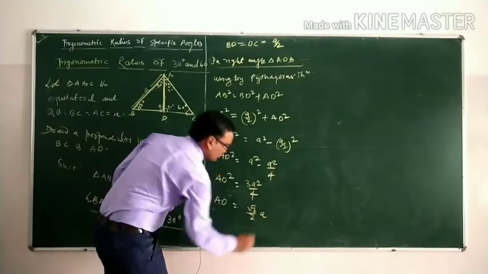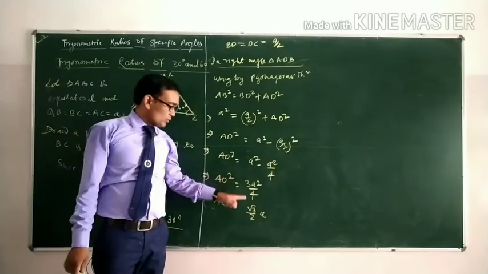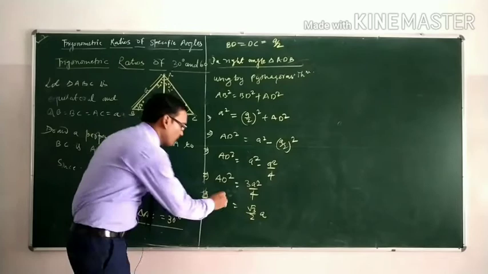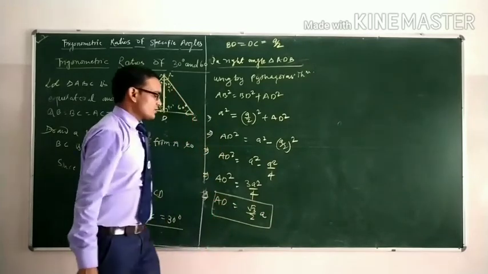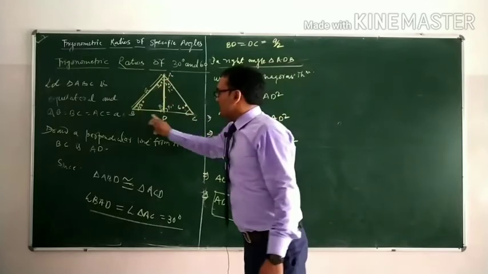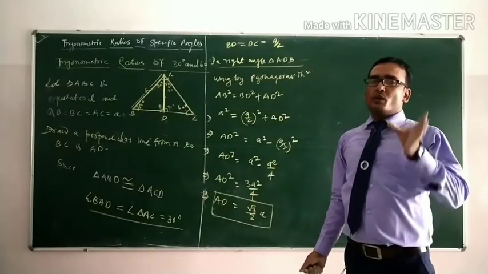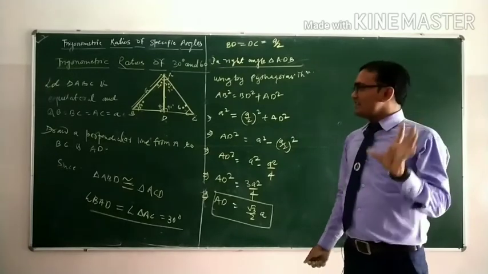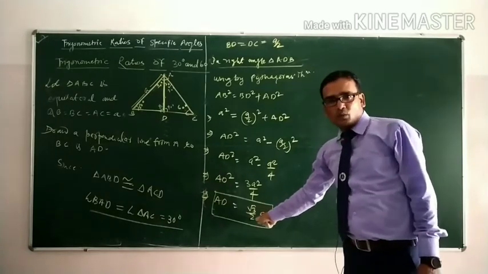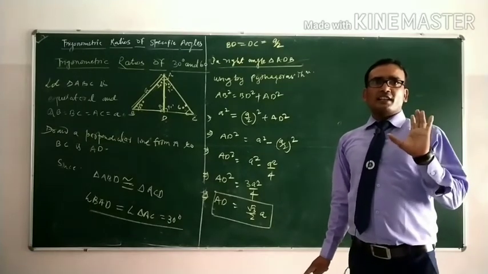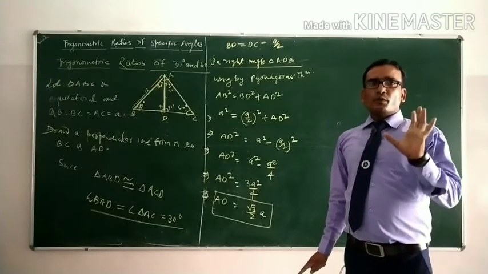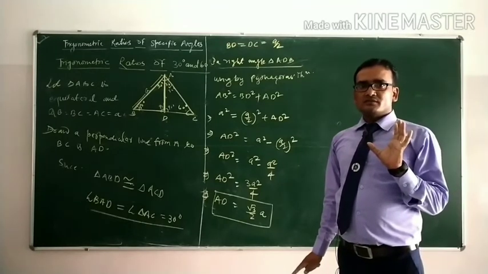This implies that AD equal to square root 3 by 2 A. Here the square root of 3 is square root 3, the square root of 4 is 2, and the square root of A square is A. Then the value of AD is equal to square root 3 by 2 A. Okay students, in right angle triangle ABD, the three sides are: AB is A, BD is A by 2 and AD is square root 3 by 2 A. Okay students, you understand? If any confusion, you will ask.